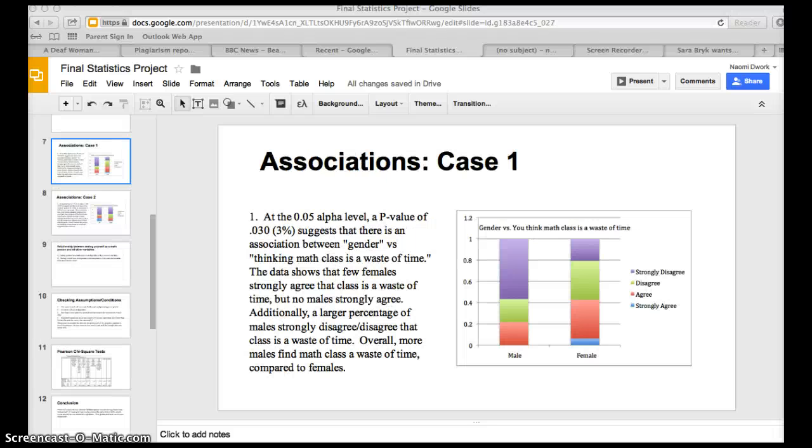At the 5% alpha level, a p-value of 3% suggests that there's an association between gender and thinking that math class is a waste of time. The data shows that very few females strongly agree that math class is a waste of time, but none of the males strongly agree. You can see that because if you look at the graph, there's a little blue segment for the females and there's no blue segment for males. Additionally, a larger percentage of males strongly disagree that math class is a waste of time. We're looking at the purple and the green sections here. Overall, more males find math class a waste of time compared to females.